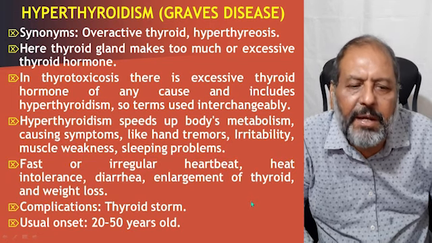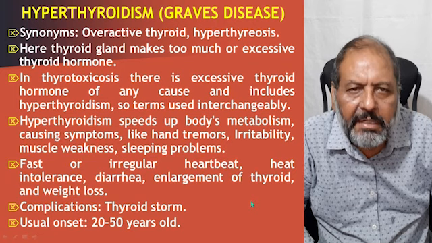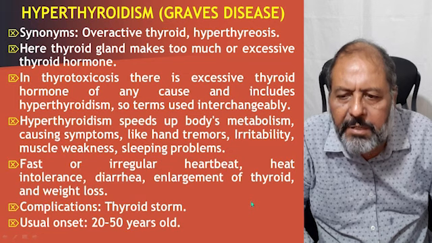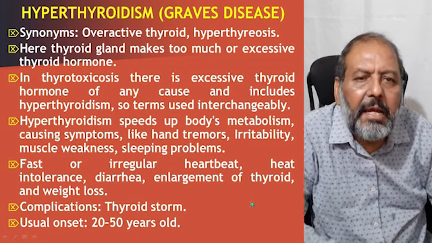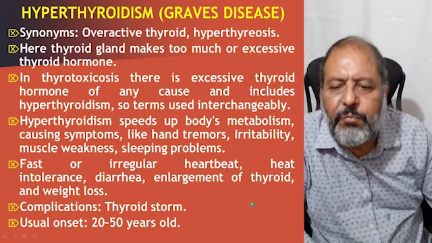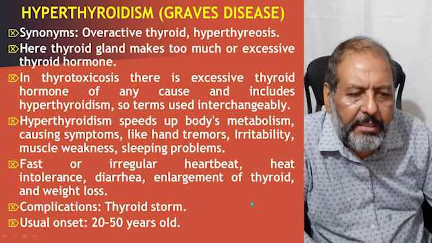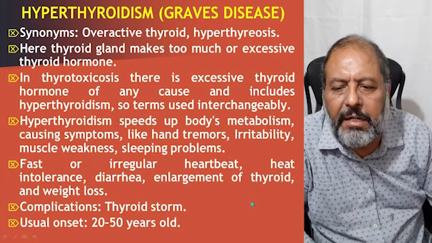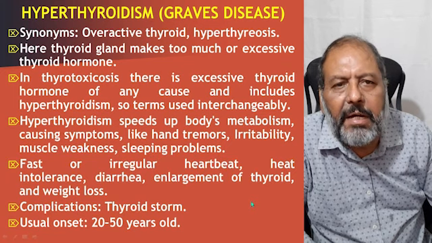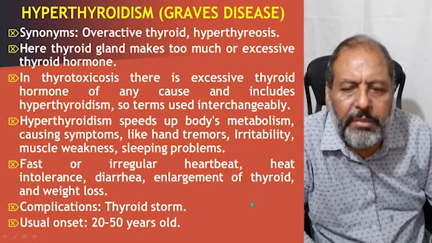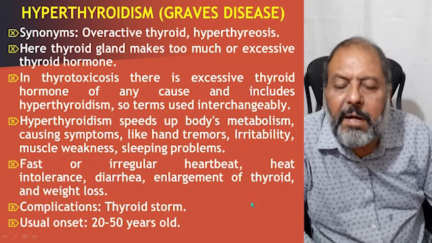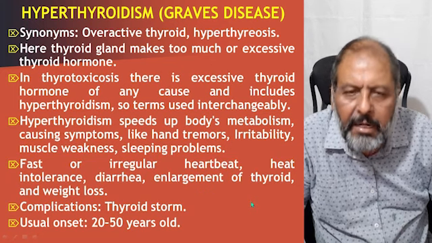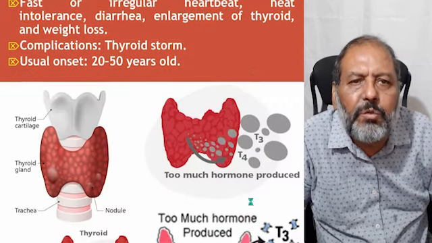Hyperthyroidism speeds up the body's metabolism, causing symptoms like hand tremors, irritability, muscle weakness, and sleeping problems. There are fast or irregular heartbeats, heat intolerance, diarrhea, enlargement of the thyroid gland, and sometimes weight loss also with that. Complications are thyroid storm, which is a serious emergency, and the usual onset is at 20 to 50 years of age.